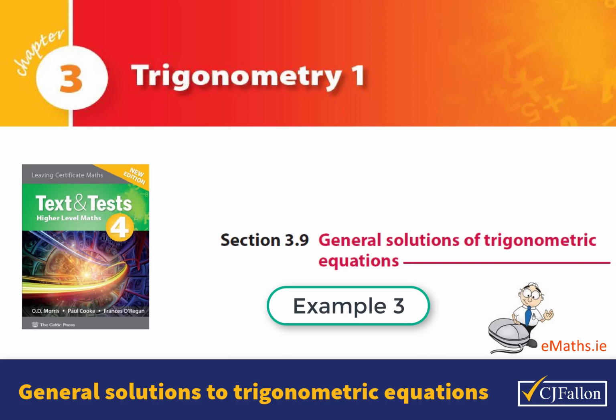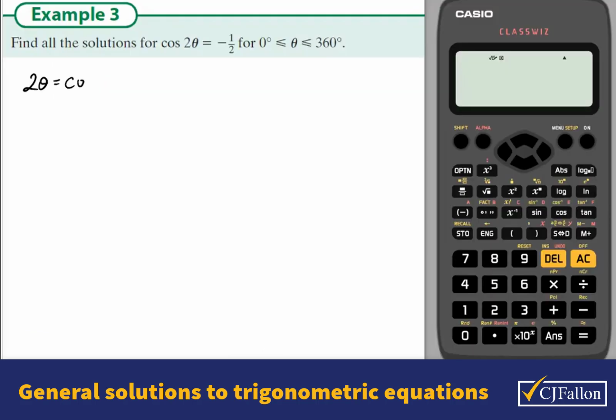Here we're going to look at two methods of solving trigonometric equations with a restricted domain. So here we're asked to find two solutions to cos 2 theta is equal to negative a half. Well, we could use a calculator.